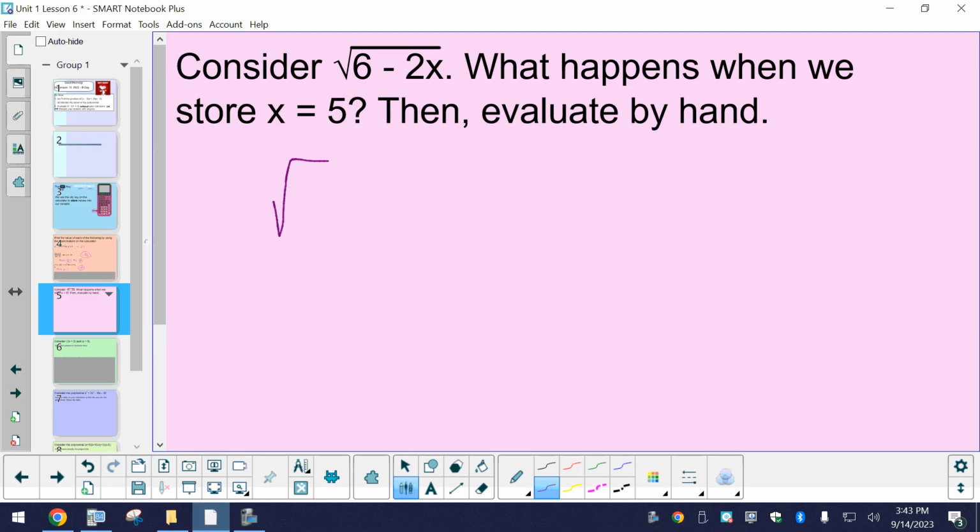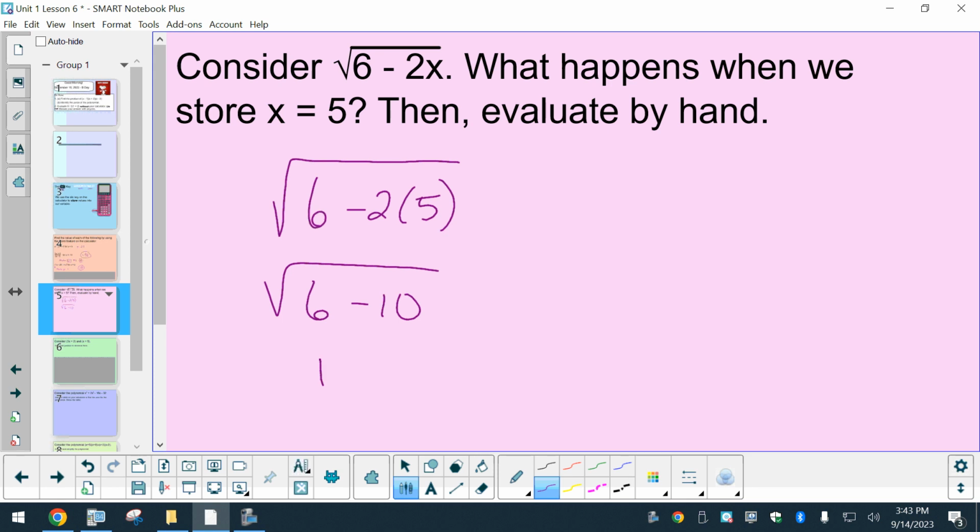So now by hand, if you plug in the 5 for your x, you're going to get 6 minus 10, which is going to give you that negative number. So you get an error because of a negative.